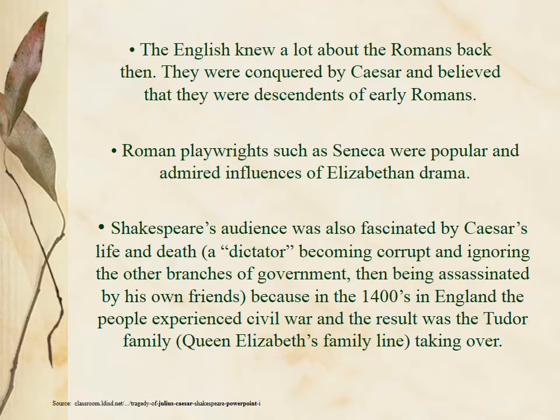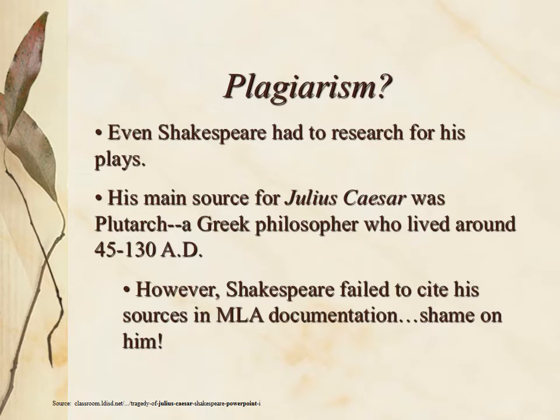Shakespeare's audience was also fascinated by Caesar's life and death. So they were kind of going through similarities. They had a dictator becoming corrupt and ignoring the other branches of government, then being assassinated by his own friends. And around that same time in the 1400s in England, the people experienced civil war, and the result was the Tudor family, which is Queen Elizabeth's family line, taking over. So they could relate.